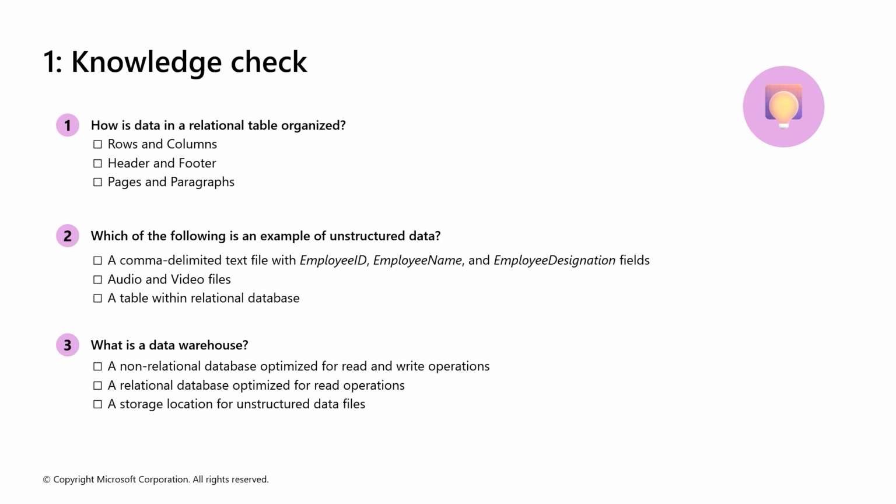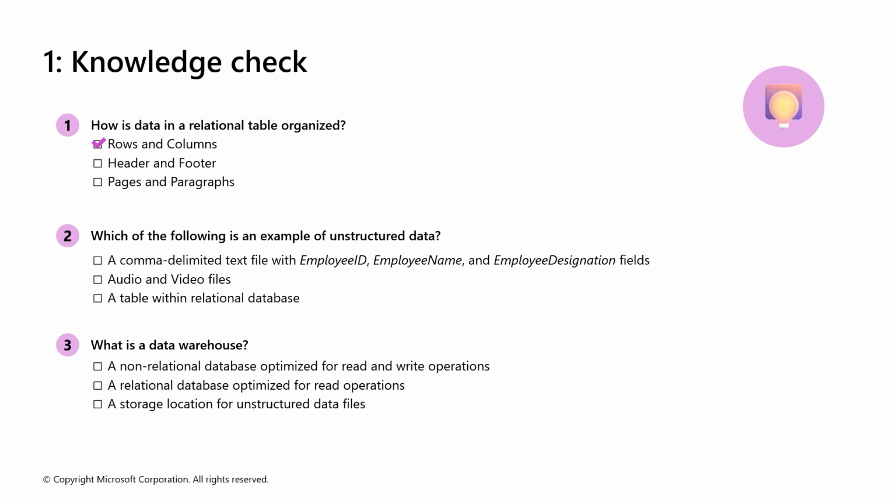How is data in a relational table organized? Think about it. First, a relational table is organized into rows and columns. Each row represents a record, and each column represents an attribute of that record.